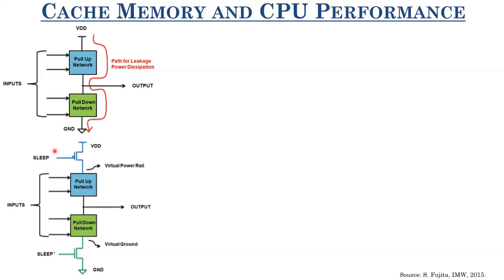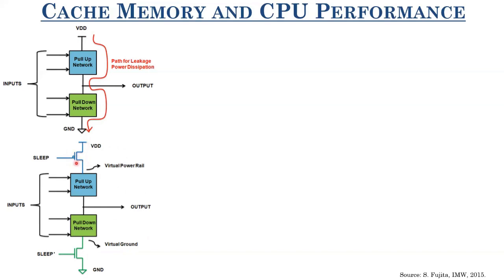When sleep is equal to 0, this circuit runs in the usual, normal mode. But when sleep is equal to 1, what happens? The pull-up network and pull-down network are disconnected from the power supply and the ground, and therefore leakage power is minimized. There's no path between VDD and ground. Still, I would say there is a path, because these sleep transistors will also have some finite leakage current.